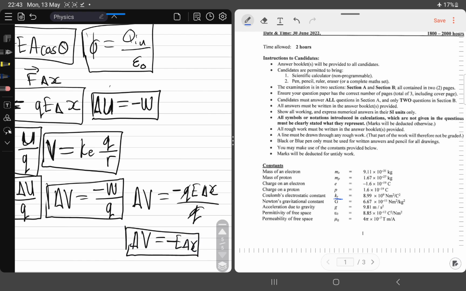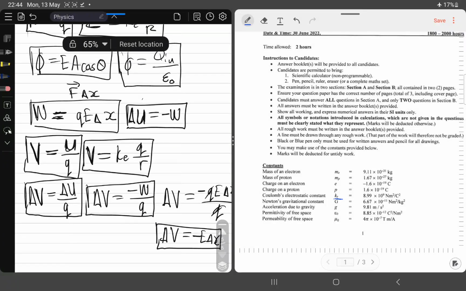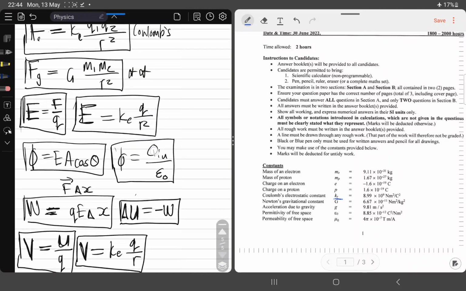So change in potential, watch out for this guy, okay, is just the change in potential energy per unit charge. Then potential at a point is potential energy, not change, but just potential energy divided by charge, so per unit charge. And then when we want to apply the principle of superposition for potential, if they say find the potential at a point, we say potential is equal to KQ over R. So, and then it's like this.